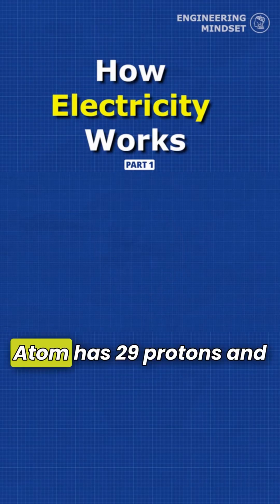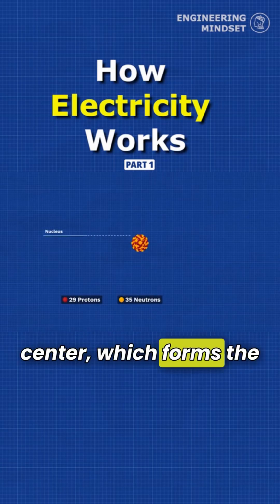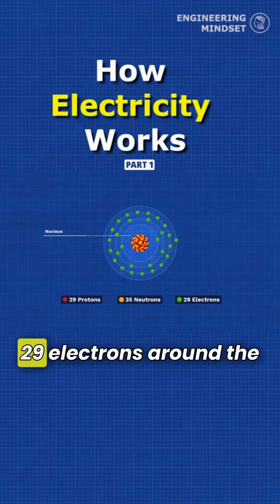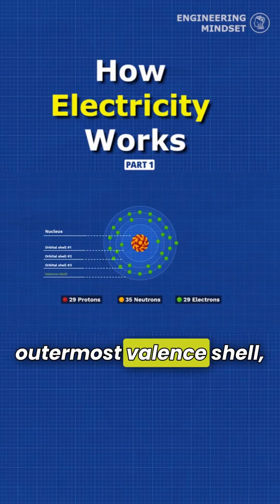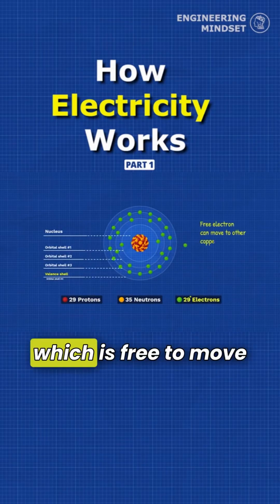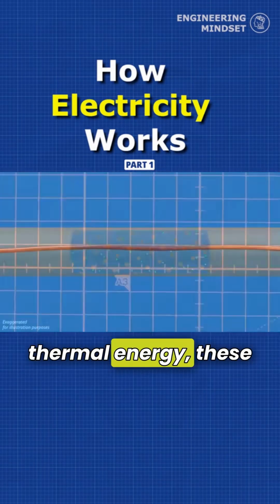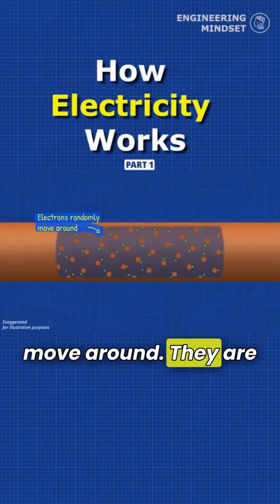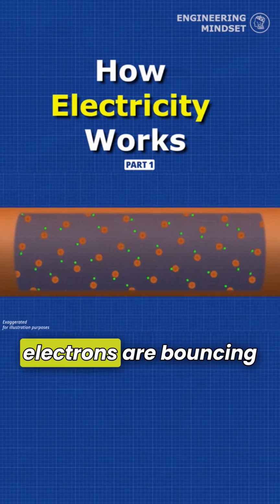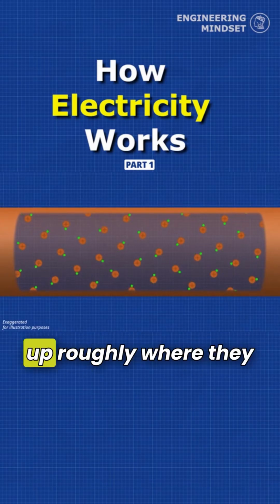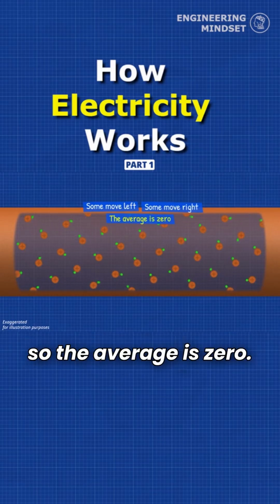This shows that the copper atom has 29 protons and 35 neutrons at the center, which forms the nucleus. It also has 29 electrons around the nucleus in different orbital shells. In the outermost valence shell, there is one electron, which is free to move around to other copper atoms. Due to ambient thermal energy, these electrons will naturally move around. They are mobile, and they move randomly in any and all directions. These mobile electrons are bouncing off of atoms and ending up roughly where they started. While some move left, some move right, so the average is 0.